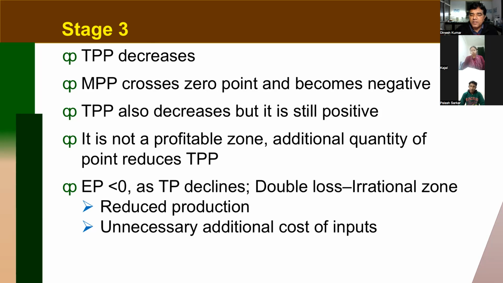As TP declines, it is a double loss here. It is an irrational zone with reduced production and unnecessary addition of cost of inputs. There also comes pollution of the environment if you have fertilizer. Labor will not cause that much pollution, but if you increase the dose of your inputs and you are in the third zone or third stage, then it is never advisable.